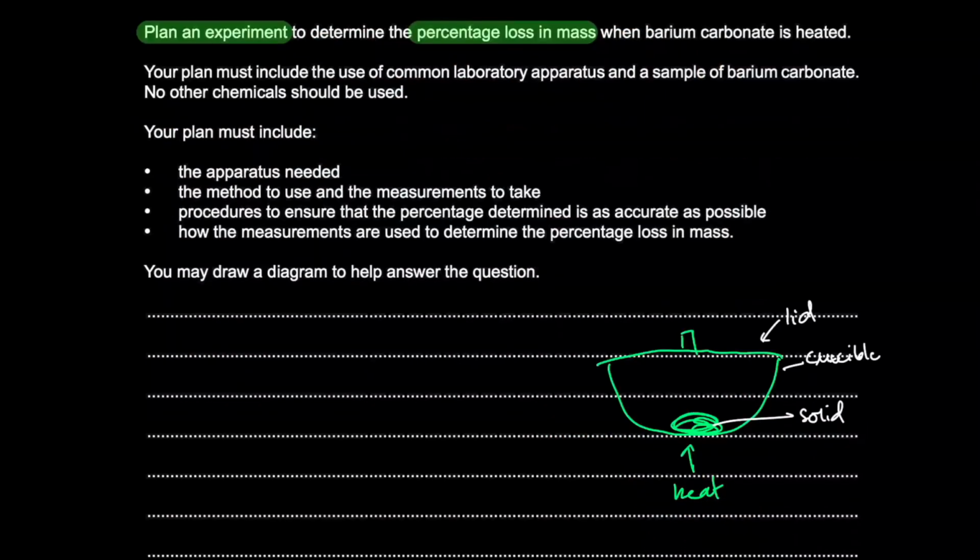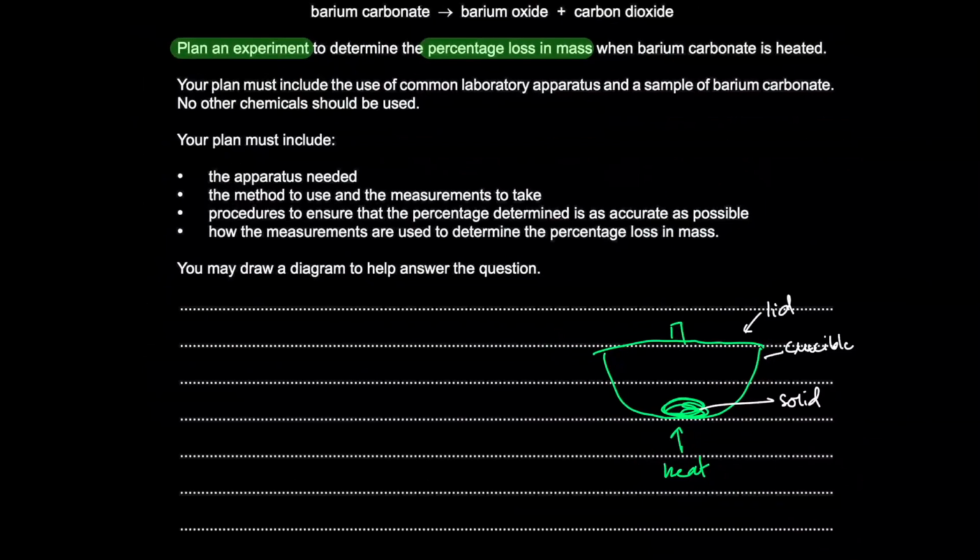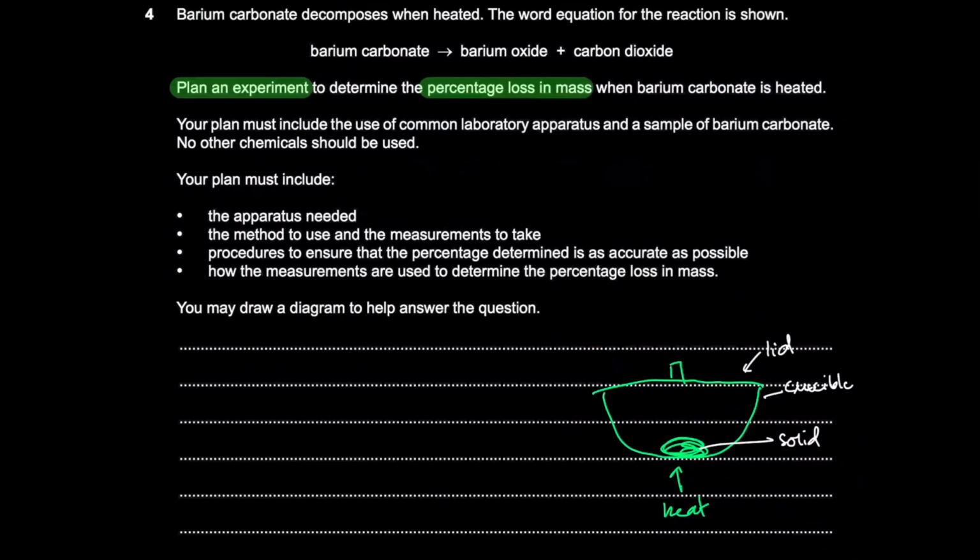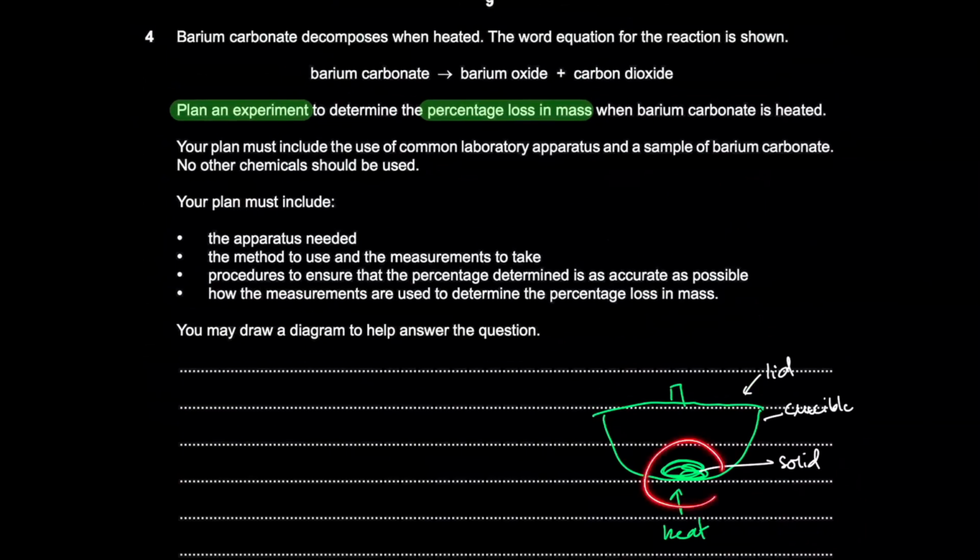So the way to do this is, first of all, what you have to do is add a certain mass of barium carbonate. That's the first thing you have to do. You have to add a specific mass of barium carbonate. So we're going to add a sample of solid barium carbonate.